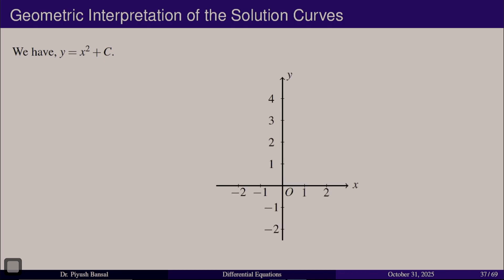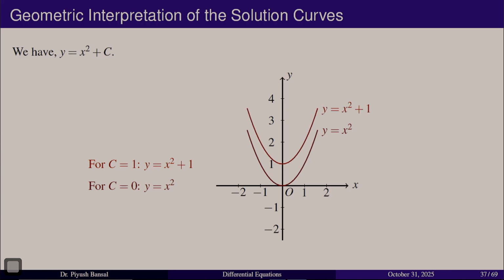So, let us plot this solution curve. If we take c equal to 0, we get y equal to x square as the function. The plot is a parabola passing through the origin, an upward parabola, with a curve given like this. When we take c equal to 1, the function becomes y equal to x square plus 1. Its plot is again a parabola having vertex at the point (0, 1). So, you can see that this will be the curve.